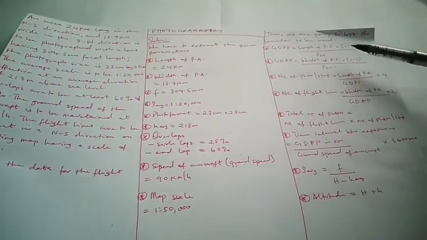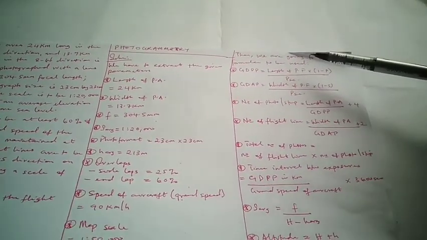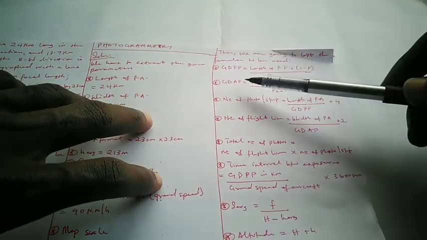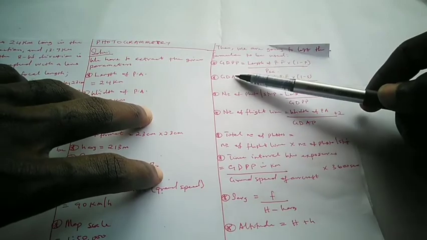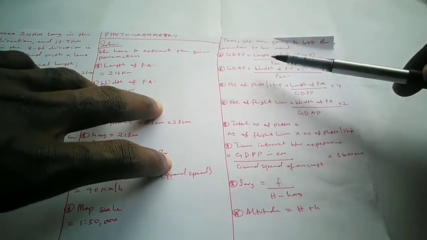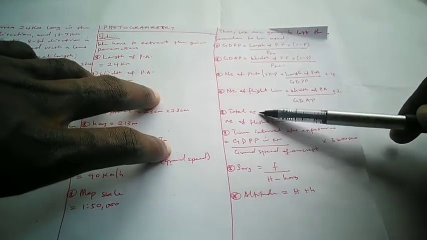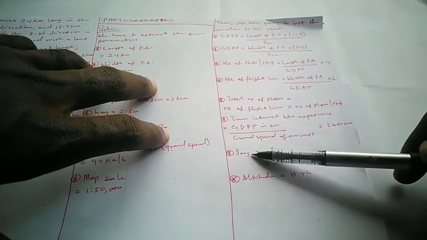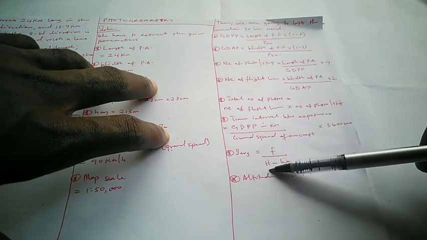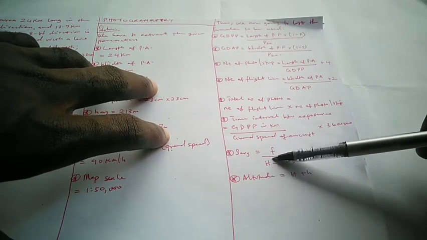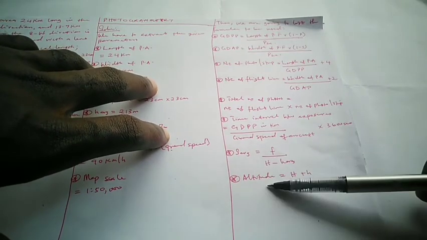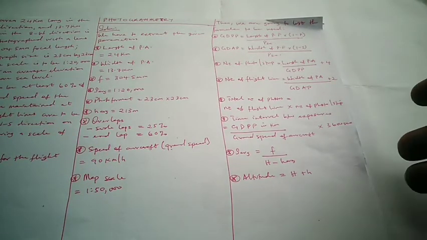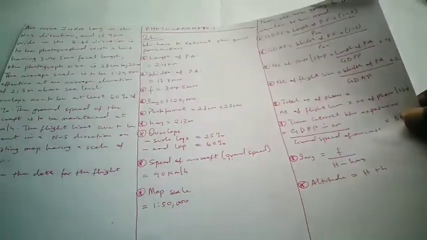There are a set of formulas we are going to use, and they have been spelled out here: the ground distance between principal points, the ground distance between adjacent points, the number of photos per strip, the number of flight lines, the total number of photographs, and the time interval between exposures. Then we are also going to look at how we will get the elevation, then the altitude. So without much delay, we will continue with the computation.